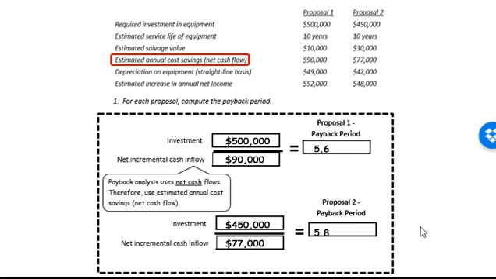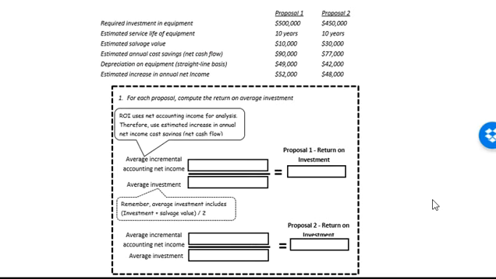So again, if we have to pick one investment out of the two, in this case, we would pick proposal number 1 because we receive our investment back faster than proposal 2. In proposal 1, we receive our investment back in 5.6 years. Proposal 2, we will receive our entire investment back in 5.8 years. Okay, let's look at this same data now and utilize return on investment.